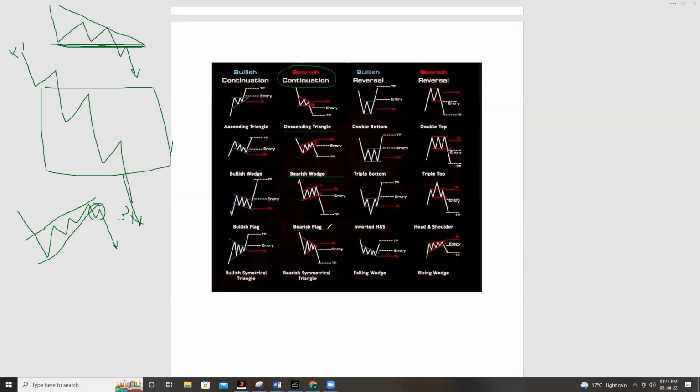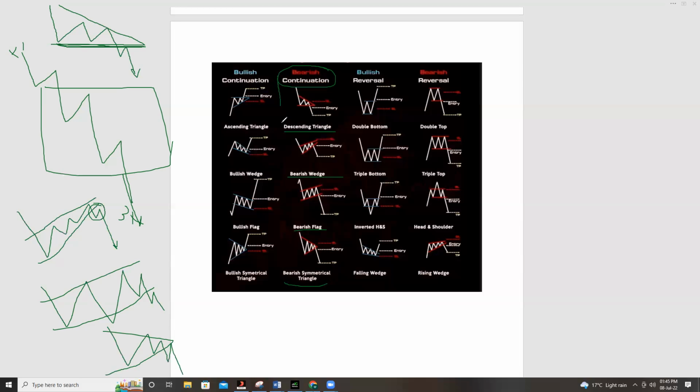Then we have the bearish flag. For the bearish flag, the channel has equal distance, so it's not narrowing in on any side. The market is coming from the top, gets into the channel, then breaks, retests, pushes down. And the final one on this group is the bearish symmetrical triangle. So we have the triangle that has equal halves. The market gets into it, breaks, retests, and continues down.